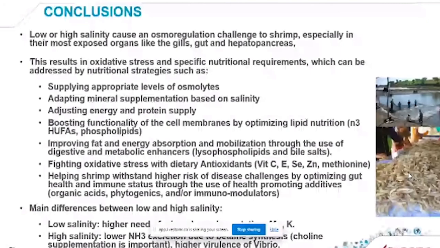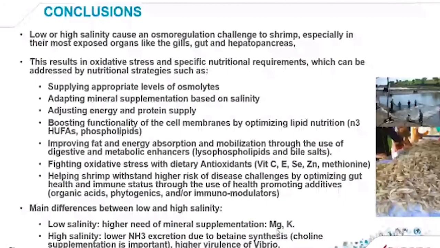Improving fat and energy absorption and mobilization through the use of digestive and metabolic enhancers like the lysophospholipid and bile salts I mentioned. Again, fighting oxidative stress with dietary antioxidants, selenium, zinc, methionine, and helping shrimp withstand higher risk of disease challenges by optimizing the gut health and the immune status by using health-promoting additives like organic acids, phytogenics, or other immunostimulants.